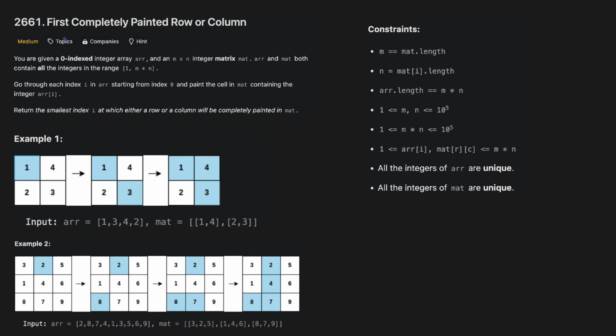Hello everyone, welcome back. Let's talk about another medium problem on Leetcode today. First, Completely Painted Row or Column, Leetcode 2661.